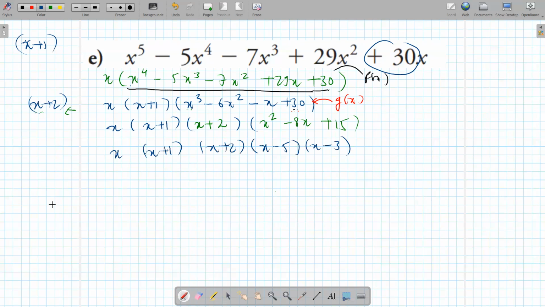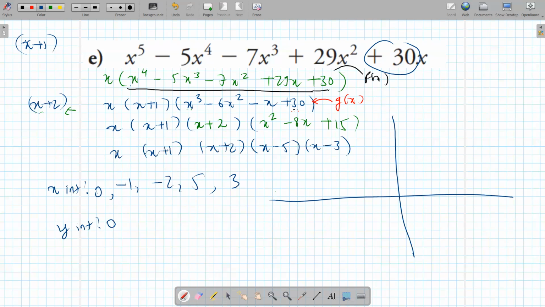Tell me the x-intercepts. We can quickly make a rough sketch of this. There are 5 x-intercepts. Negative 1, negative 2, positive 5, positive 3, and one more: 0. Yeah, 0. The y-intercept, if the x-intercept is 0, the y-intercept is automatically 0.